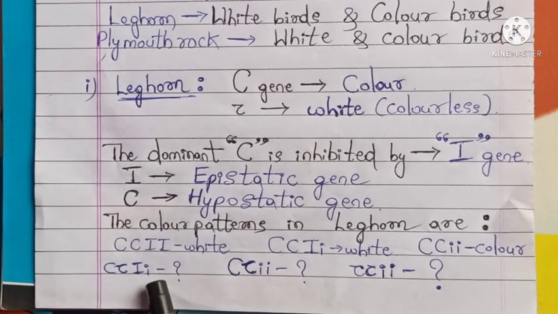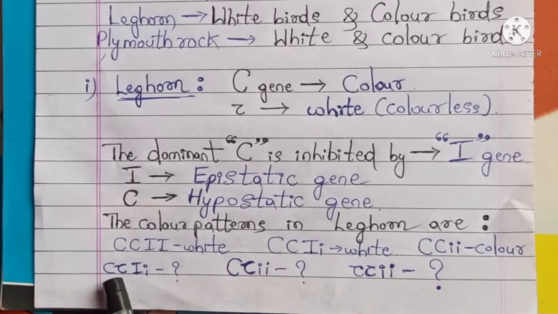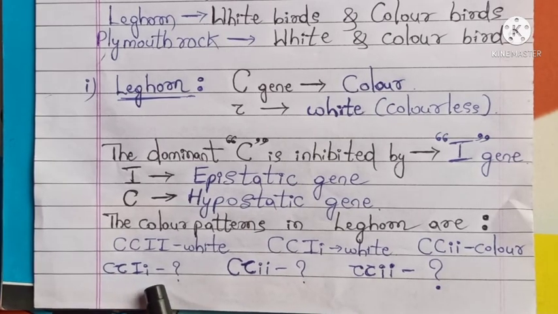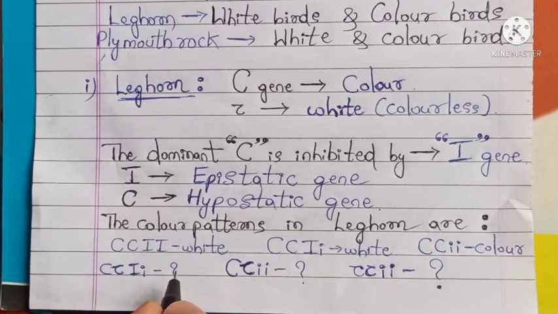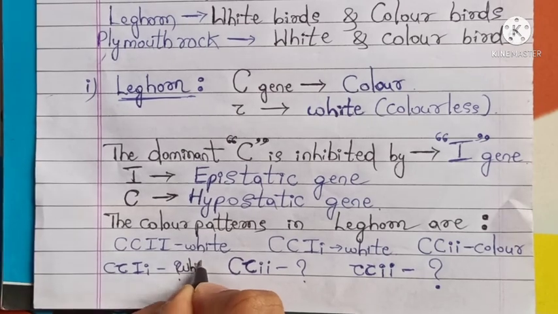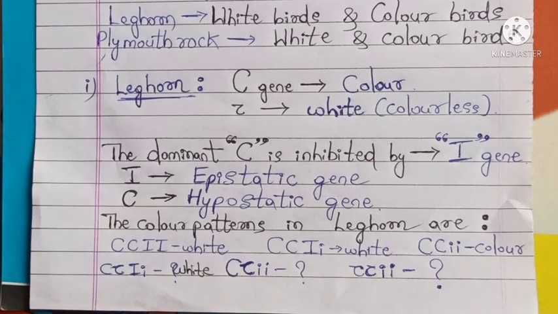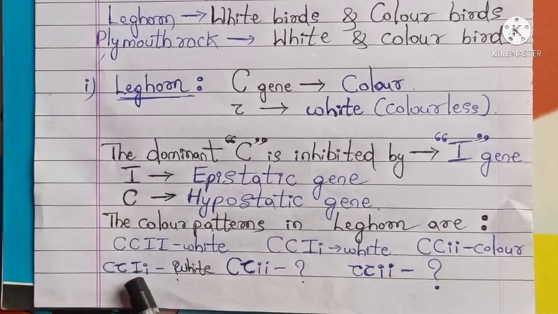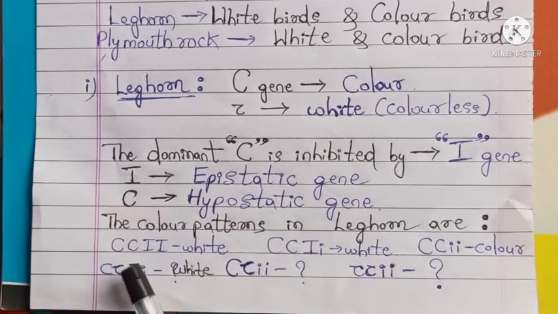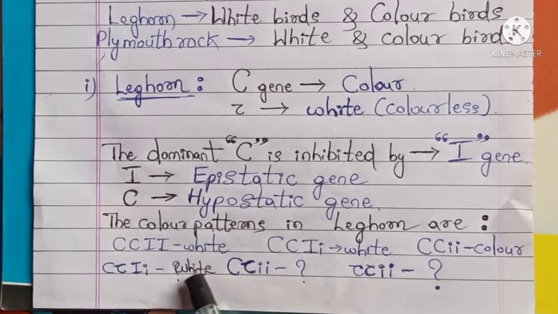Now can you guess for this? I have written question mark, capital C, small c, capital I, small i. No doubt you can see that capital I is present, therefore it is obviously white. Dear students, you should remember, when the I gene is present in homozygous condition or heterozygous condition, it prevents the expression of the C gene. Homozygous prevents, and heterozygous is nothing but capital I small i. In this condition also it will not allow the C gene to express, therefore again the color becomes white.